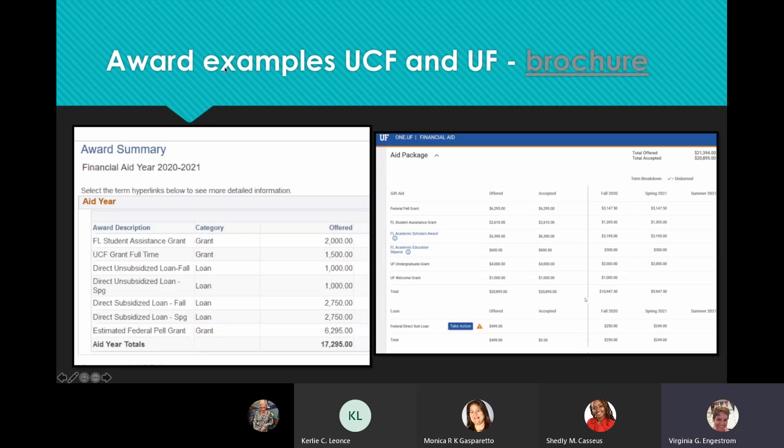So I have here two award letters, very different ones, one from UCF, one from UF. Let's go to the total amount. UCF says that they're offering $17,000. UF says they're offering $21,000. You go, oh, I think I like UF better than UCF.